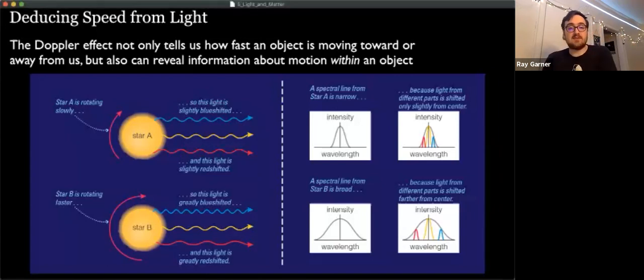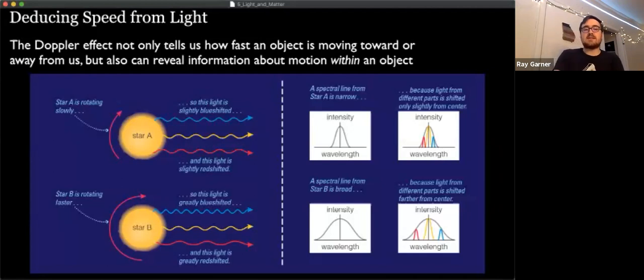So when we take the star's spectra, we'll get something that looks like this. It won't just be a straight emission spike. It'll be smoothed out, because light from the different parts is shifted only slightly from the center. So the redshifted part is towards the red, the blue is towards the blue.